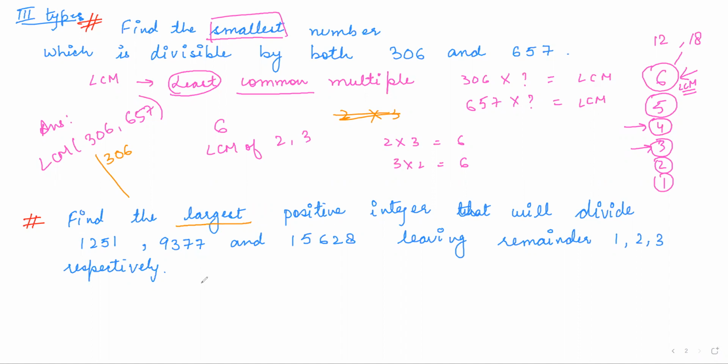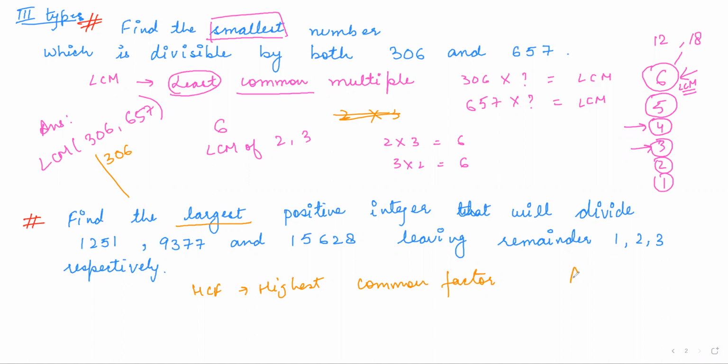So that means you have to find the HCF first of all. HCF is the highest common factor. Understood? Got it? Yes, ma'am. Highest. So it is that number.